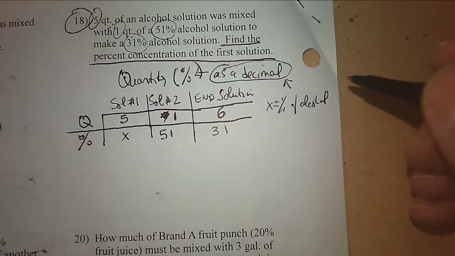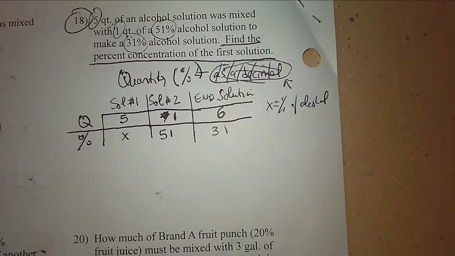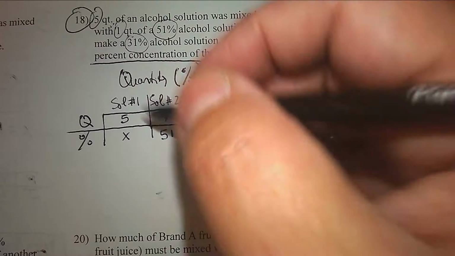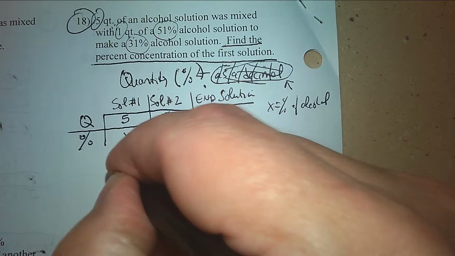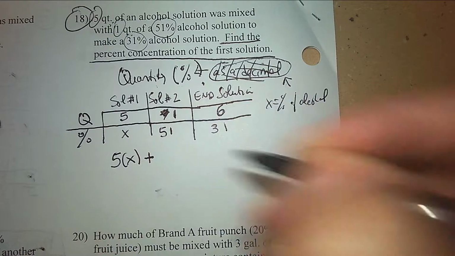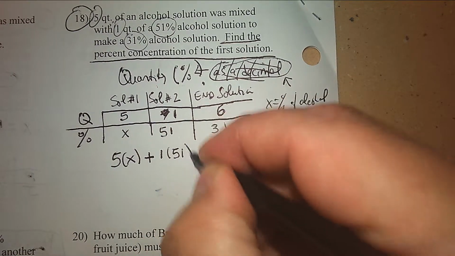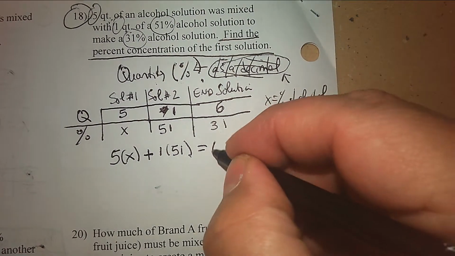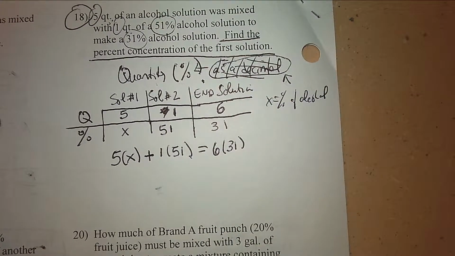So we don't need to write this as a decimal as long as we're consistent on both sides, and it'll be easier not to write it as a decimal. So how we're going to set this up is pretty simple. We're going to multiply the quantity and the percent. So we have 5 of a certain percent, then we're mixing it, and when we mix it, we're adding to it, right? And the other one, the quantity is 1, but the percent is 51. And then the end solution has how much? 6, and what's the percent? And that is the equation we're going to solve.